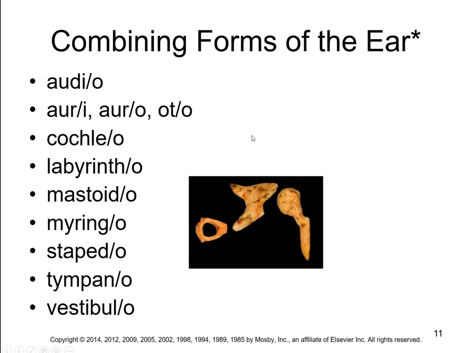So audio is hearing. Oto, or ot, and auto, those are all combining forms for the ear itself. Cochleo is the cochlea. Labyrintho, obviously, the labyrinth. Mastoido is the mastoid bone itself. And I think this is part of the mastoid bone right here, but it is not the entire mastoid bone. Myringo is the tympanic membrane, or the eardrum. Stapedo is stapes. Tympano is the middle ear, and vestibulo is the vestibule.